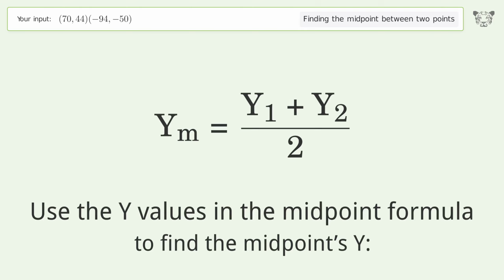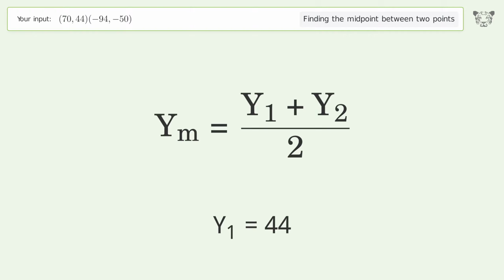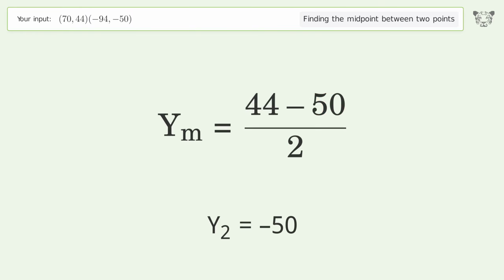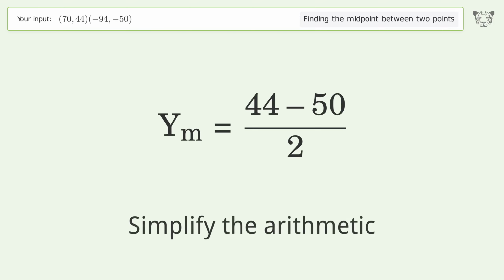Use the y values in the midpoint formula to find the midpoint's y. y1 equals 44. y2 equals -50. Simplify the arithmetic.